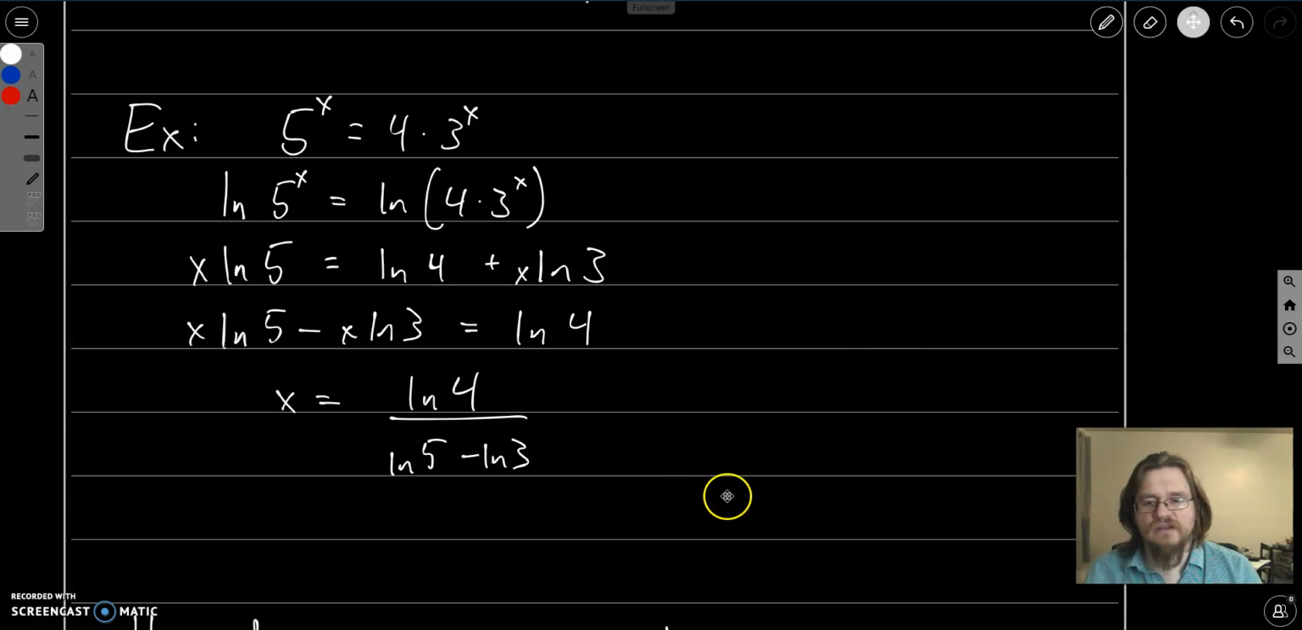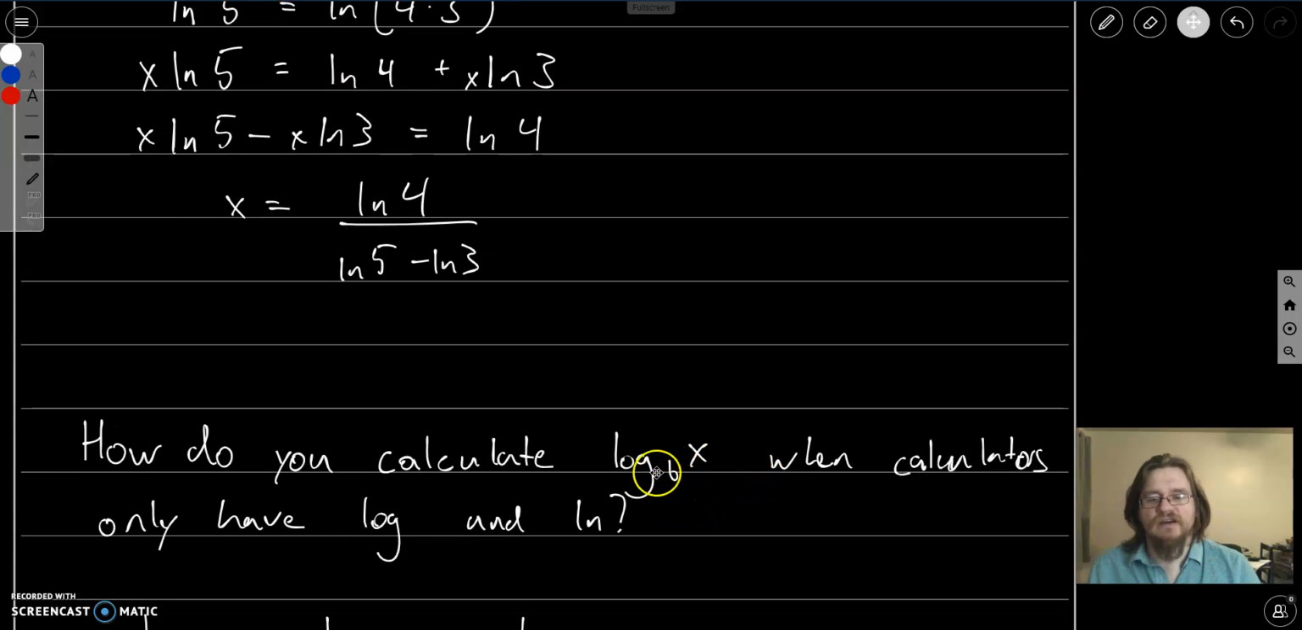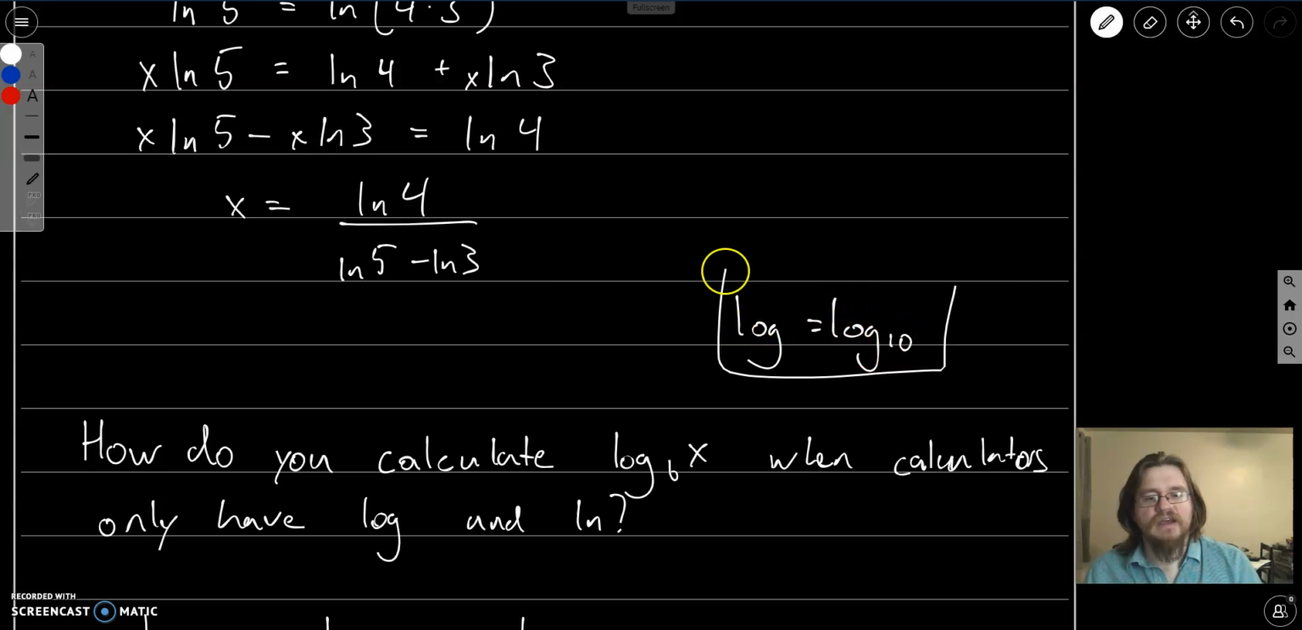So the last thing that I want to talk about is how do we calculate the log of a number? Sorry, it should be more specific. Log base b of a number when calculators only have log and ln. So when a calculator only has log, if you see a log without a base, it means log base 10. So the two most common logarithms that we'll see are log base 10 and log base e, which is the natural log. So calculators will often have these buttons. They won't often have log base b.